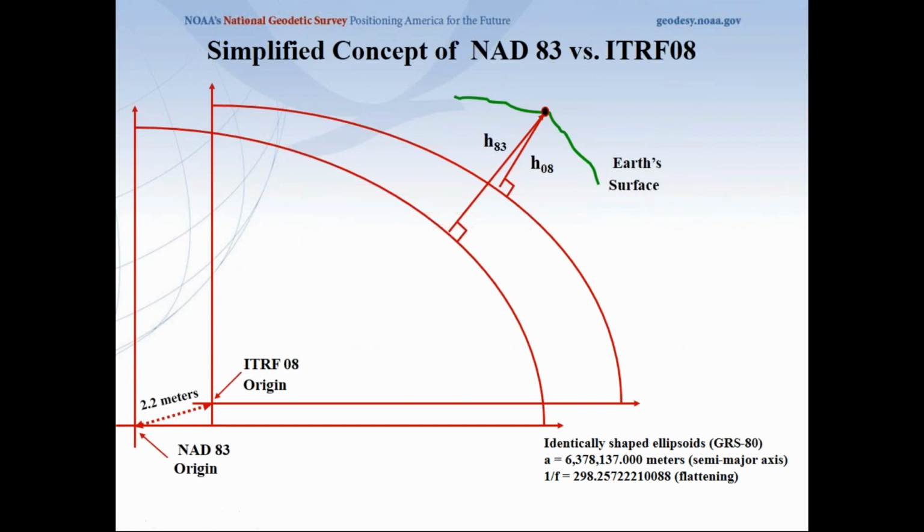So if we look then at a brief, really quick difference between NAD83 and ITRF, this is where we stand today. Back in 1986, NAD83 and the international frame were essentially the same. The WGS84 ellipsoid and the GRS80 ellipsoid are essentially identical, with a very minor difference, but for all practical purposes, they are identical.